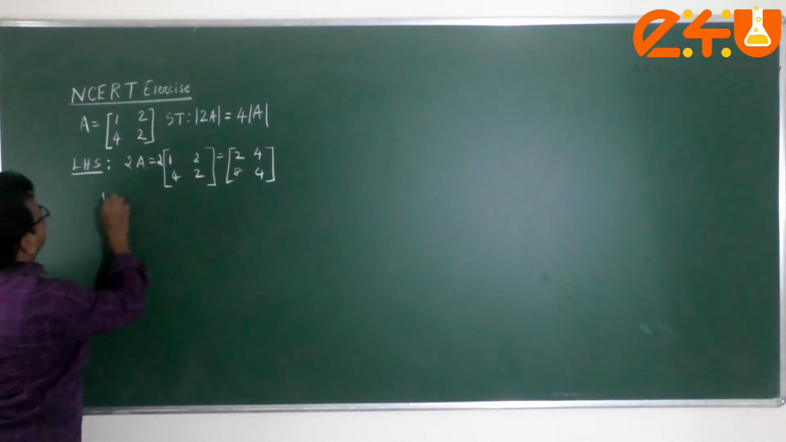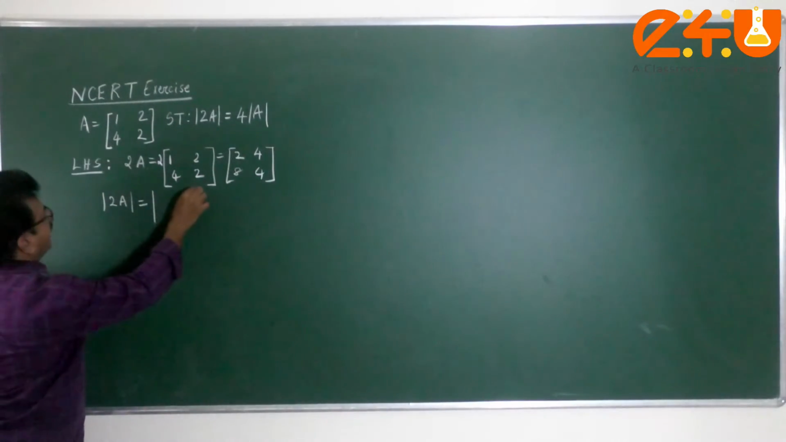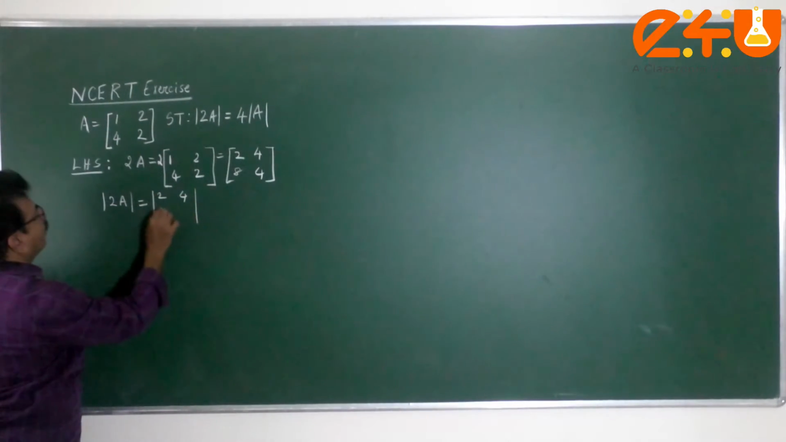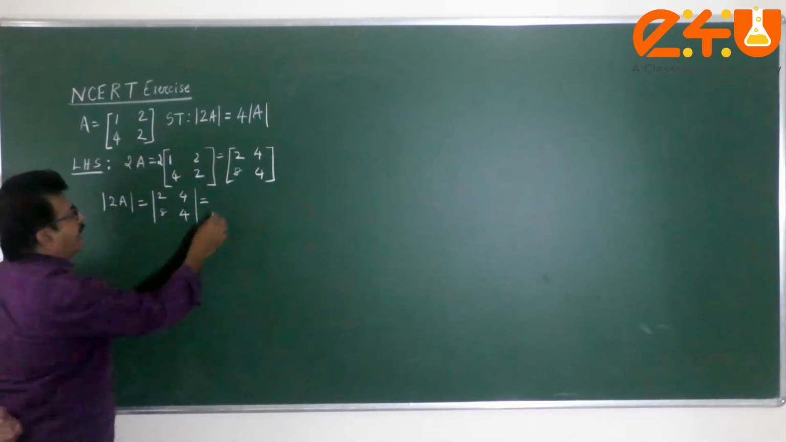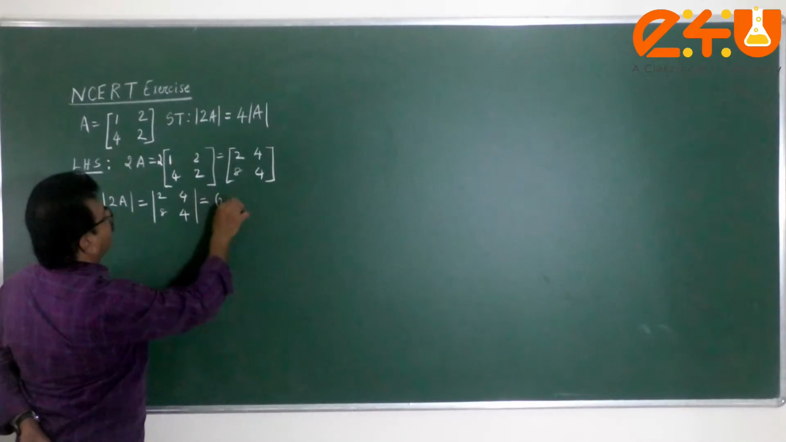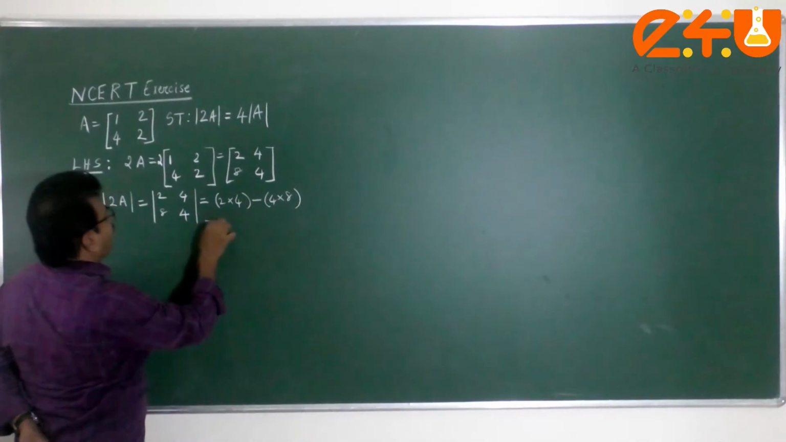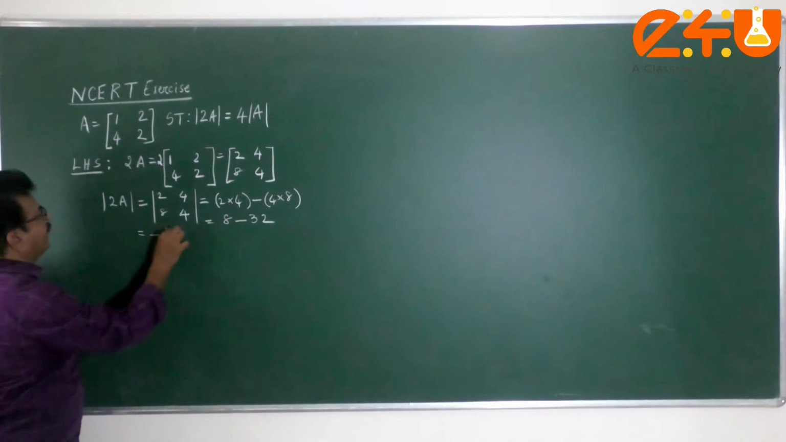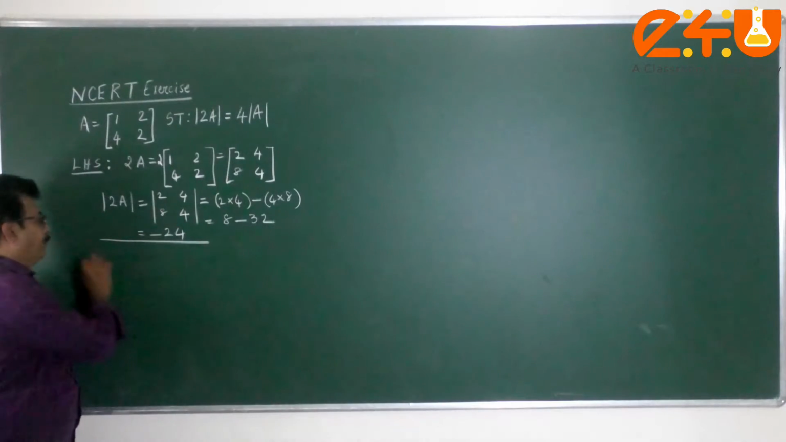So what about determinant of 2A? I need to write the determinant symbol and the elements of 2A, that is 2, 4 in the first row, 8, 4 in the second row. Evaluate as per procedure. The leading diagonal product is 2 into 4 minus 4 into 8. So 8 minus 32, so minus 24 is the value of determinant 2A.